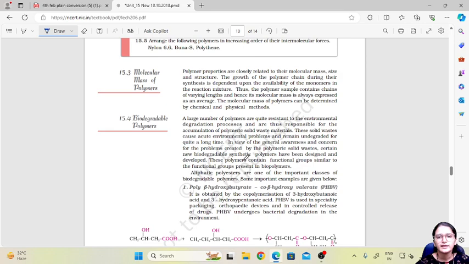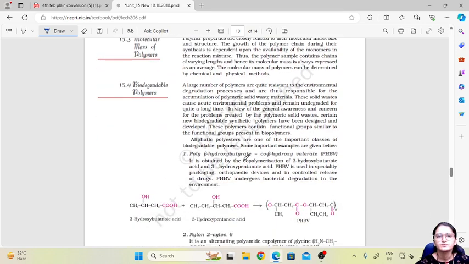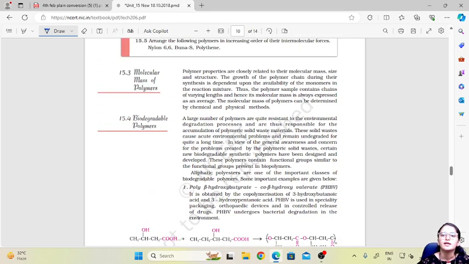Then polymers, molecular mass of polymers. They are closely related to the molecular mass, size and structure. So growth of the polymer chain during synthesis is dependent upon the availability of the monomers in the reaction mixture. So whatever product we get, the mass of the reactant and product will be almost similar.